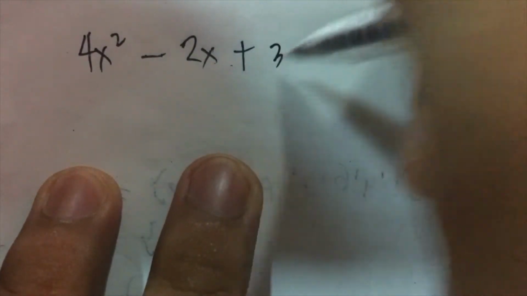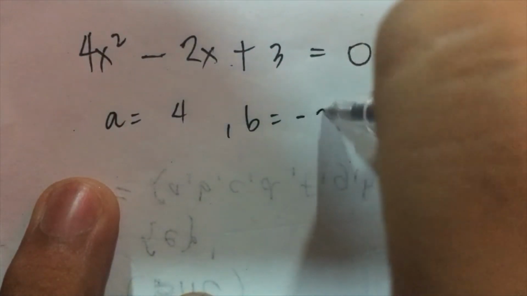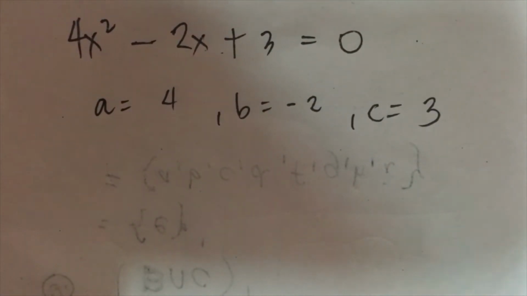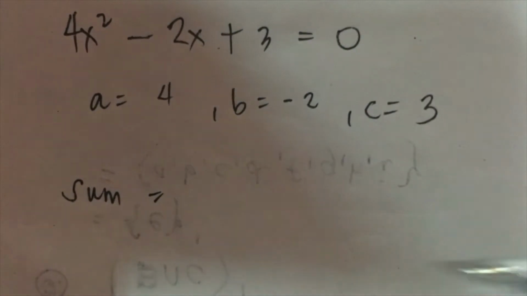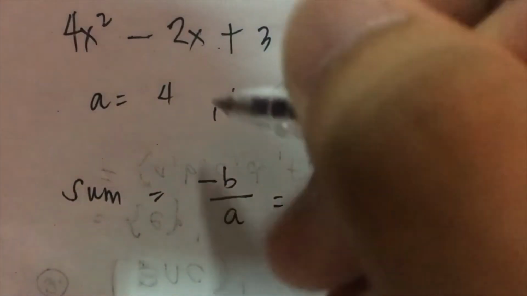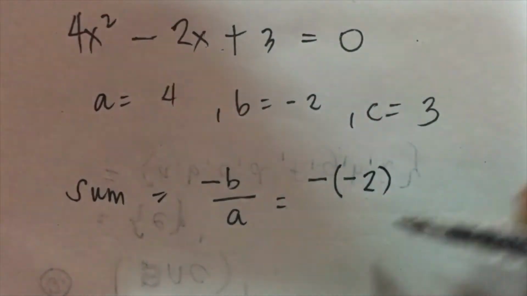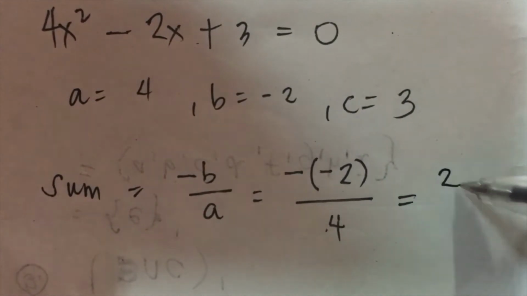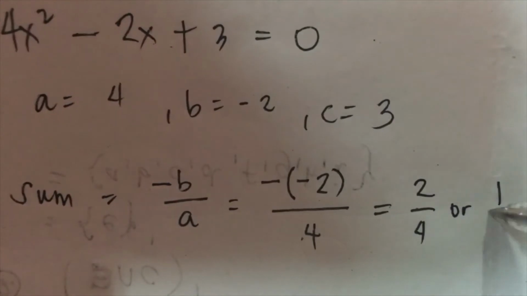Let's have another example. Suppose we have 4x squared minus 2x plus 3 is equal to 0. Identify our a, b, and c. a is equal to 4, b is equal to negative 2, and c is equal to 3. Now, if we are asked what would be the sum and product of the roots of 4x squared minus 2x plus 3? Okay, sum. That is negative b over a. What is our b? Negative 2. So that is negative of negative 2 over our a, which is 4. So the sum of the roots is equal to 2 over 4, or 1/2.